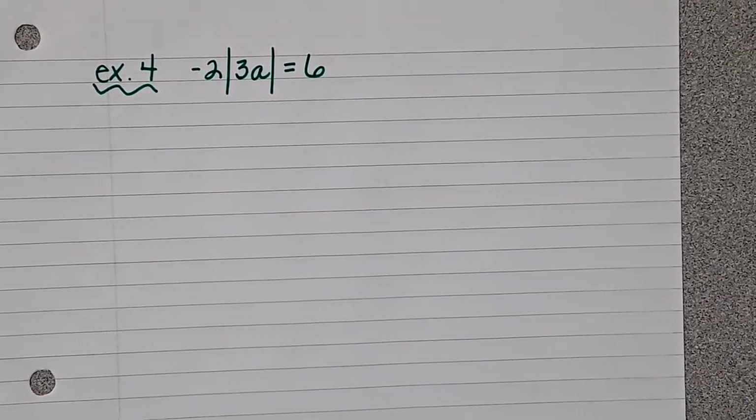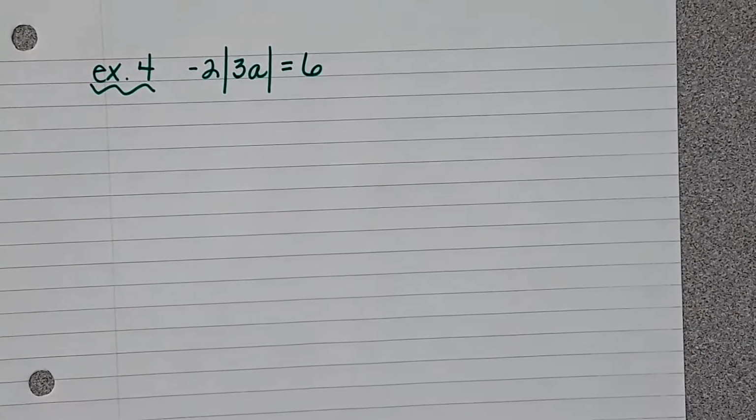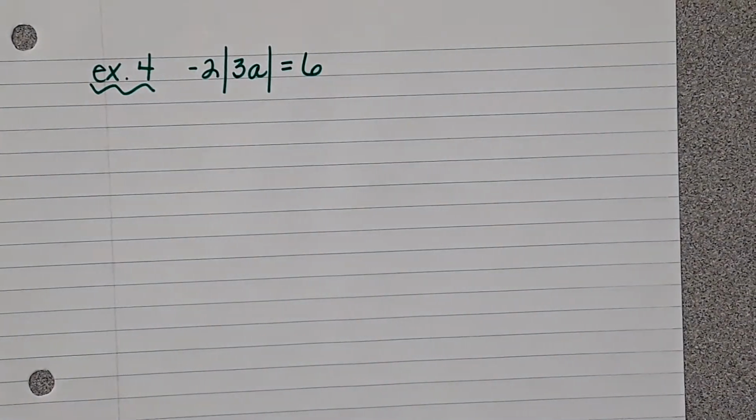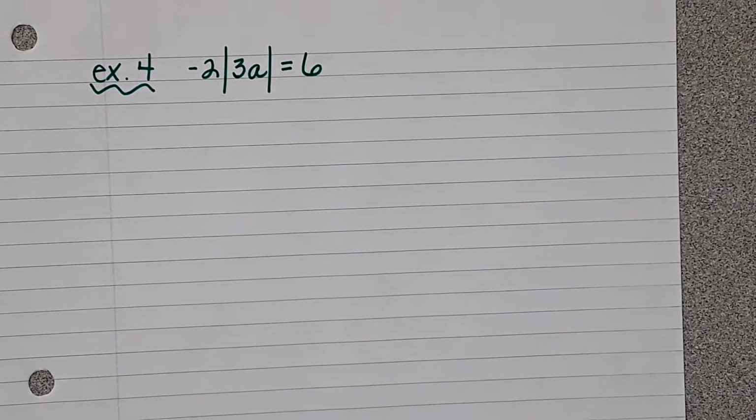So the question is, can you treat the absolute value signs like you treat parentheses? No. Parentheses are different. Absolute value is an operation. So our job is to get the absolute value on one side by itself. Anything that's directly in front of it or being added to it, we need to get rid of before we set it into two separate things.